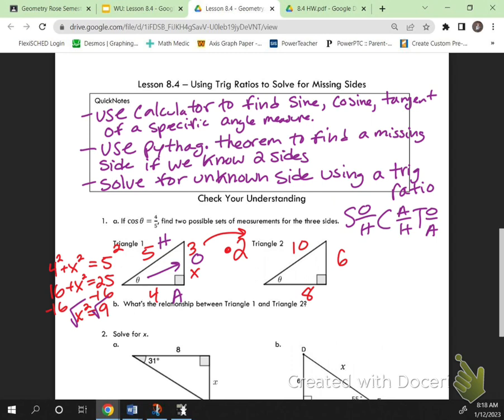Could I find another possible set? Yes, by doing what? Picking a different scale factor. Are we good with that? What's the relationship between these two triangles? They're similar, right? They're going to have the same angles, proportional sides.